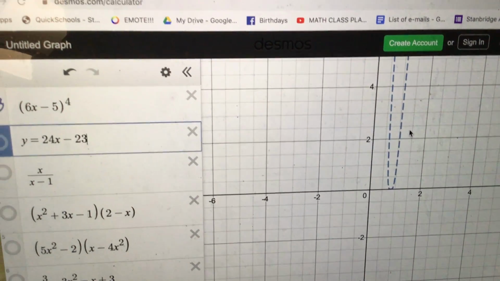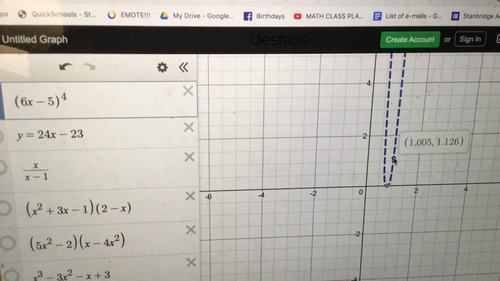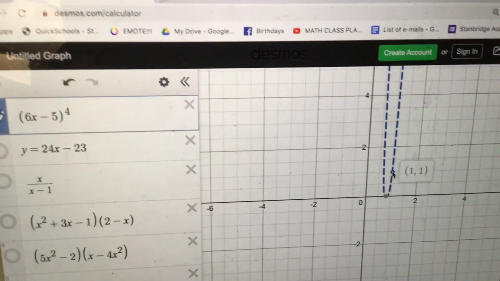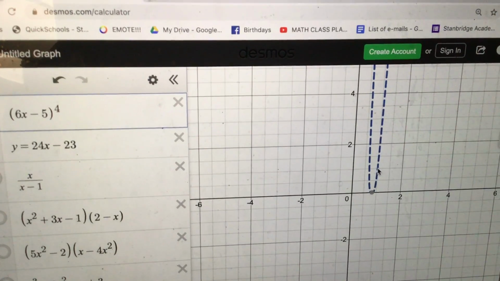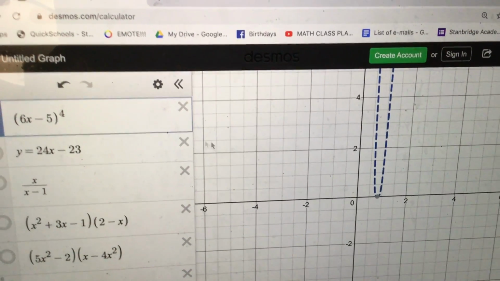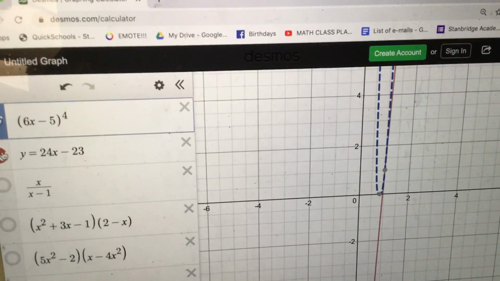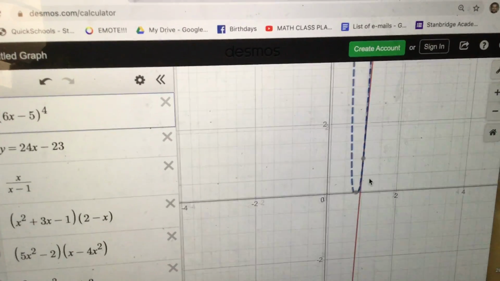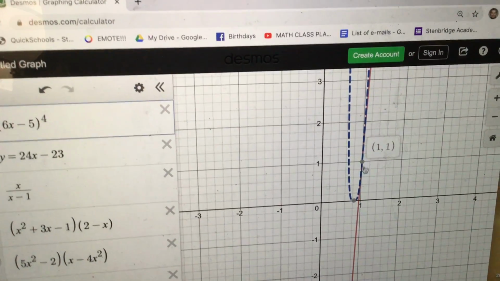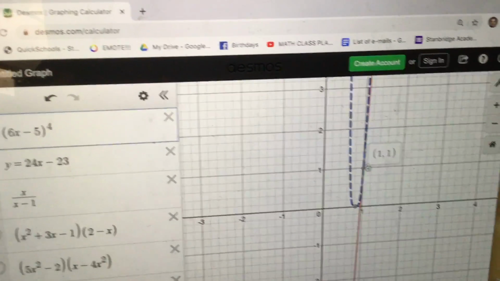Sorry, where are you? 1, 1. So it should touch this graph right here and have a really steep slope, as you can tell. This part right here is going to be really steep. It's going to touch it right there. Boom! Oh, beauty. See how the red touches 1, 1 with a steep slope?